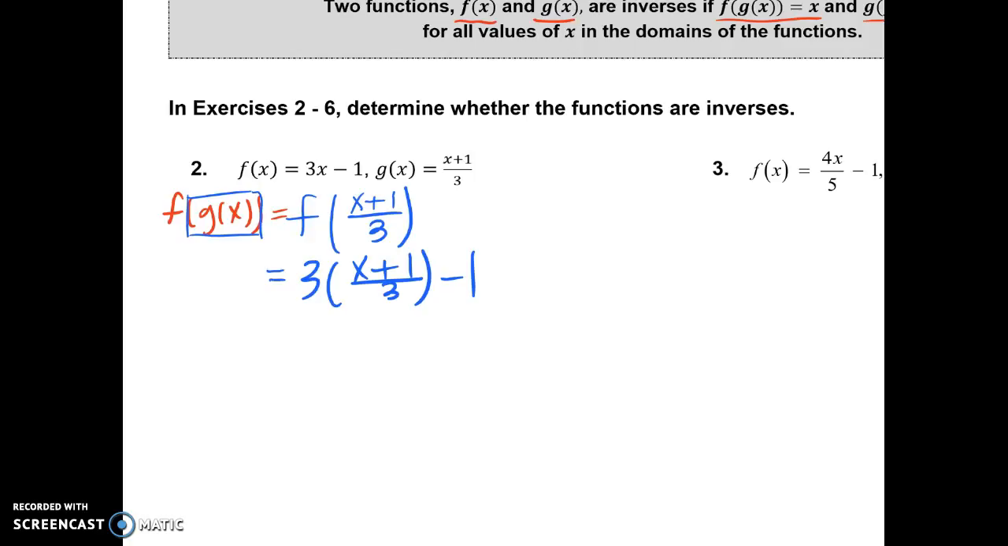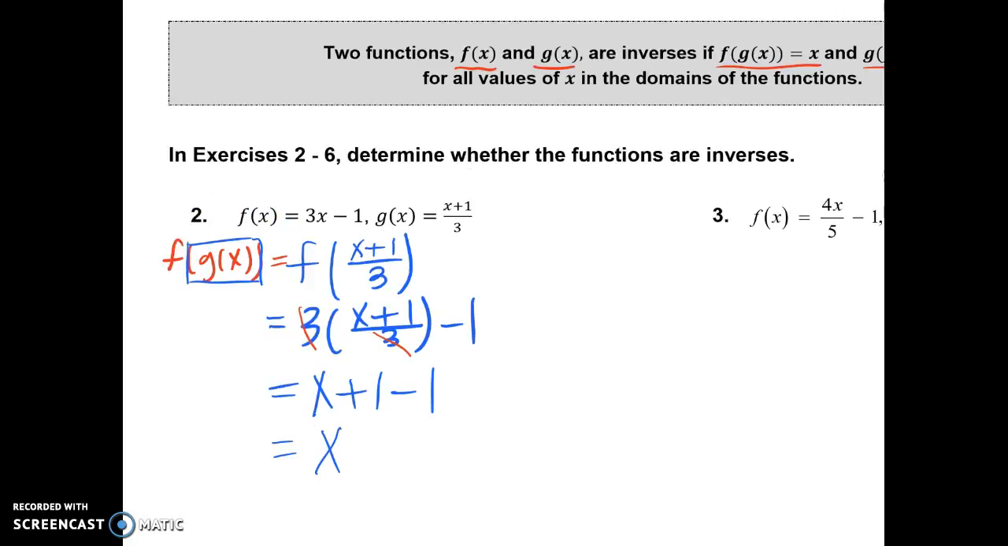Here, if you notice, this 3 and this 3 are going to cancel out. So we're going to be left with x plus 1 minus 1. And then the 1 minus 1 are going to cancel out. So we're left with x. So it looks like it might be an inverse, but remember we need to check the other part.